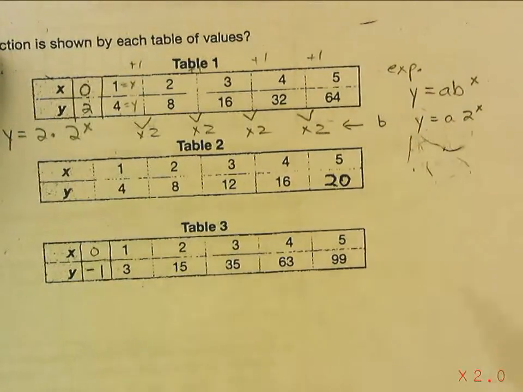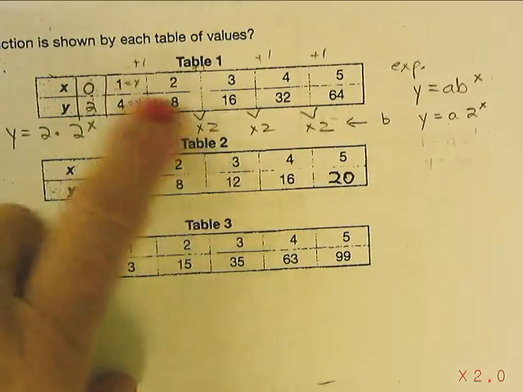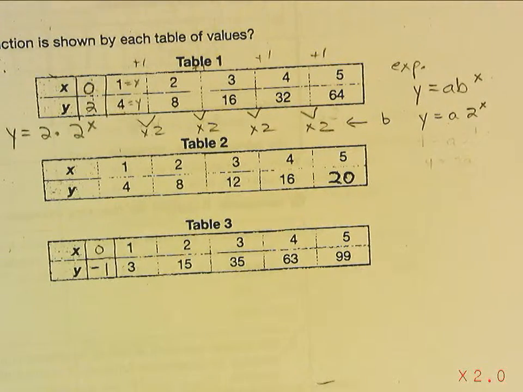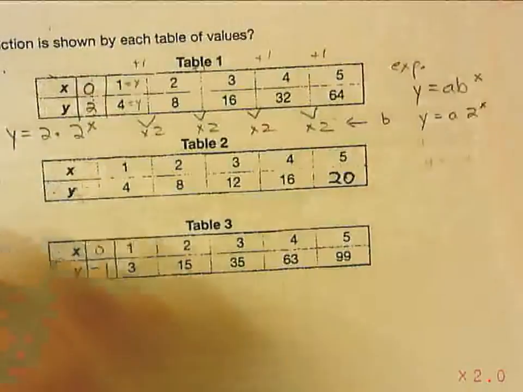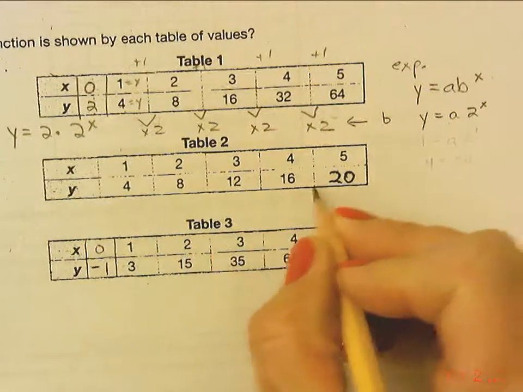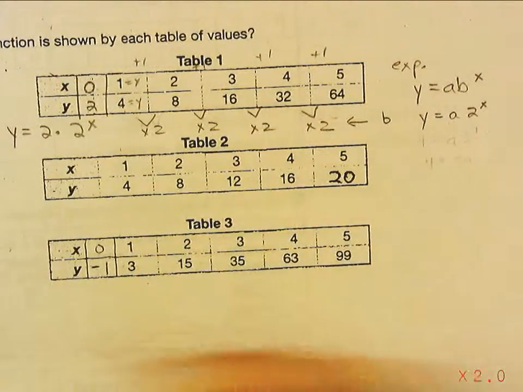Okay? So because this had a common multiplier, this was exponential. I remember the multiplier is b. A is the y-intercept when x is 0. If I can't figure out what y is when x is 0, I just pick a point and plug it in. Now, let's go over table 2. Okay, this time I'm going to look and say, no, I don't think this is a multiplier.